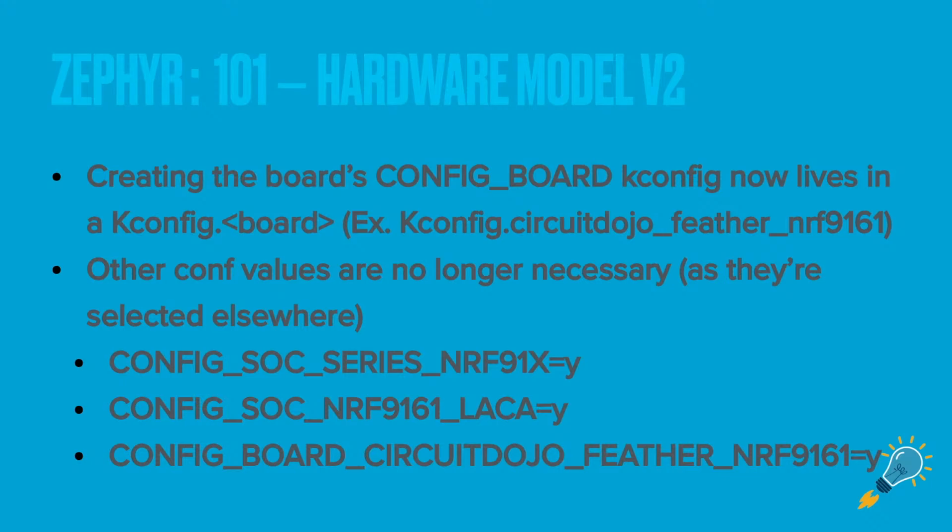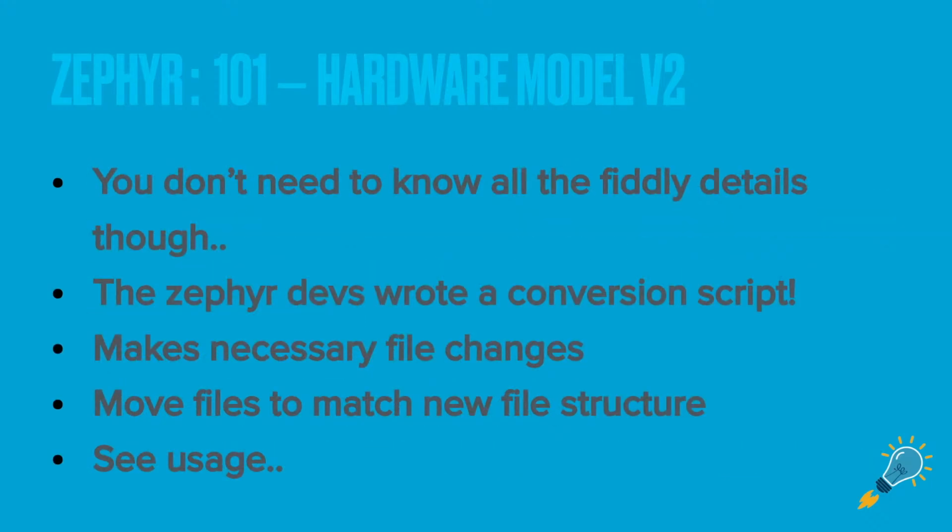They're actually getting called on in the, and I wish I took a snippet of that, Kconfig.circuitdojo_feather, because that actually has that configuration, and then it's selecting the SoC series. So it's kind of doing it in the Kconfig file rather than the default config file. So things are getting moved around, so it's less redundant to some extent.